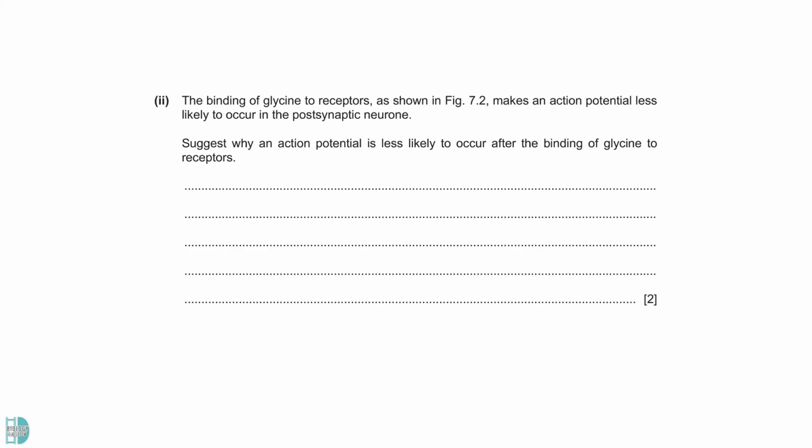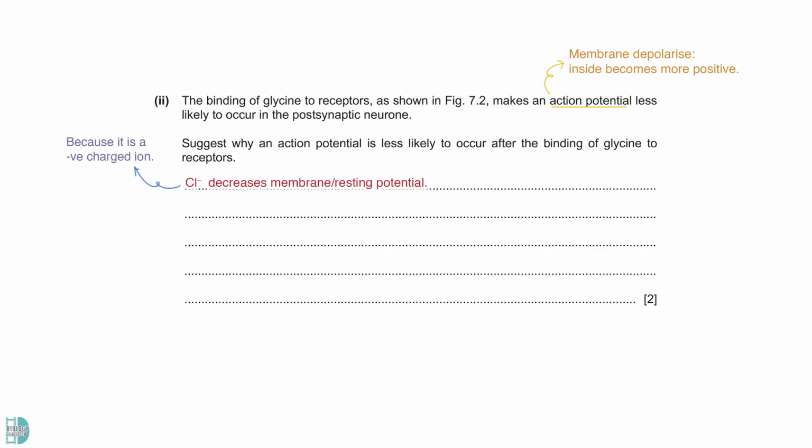B2 suggests why an action potential is less likely to occur after the binding of glycine to receptors. For action potential to occur, the membrane has to be depolarized. The inside of the membrane must become more positive. Chloride ion is negatively charged, so its entrance decreases the membrane potential. When this happens, it will be more difficult to reach the threshold. This will then make it harder to create the action potential.